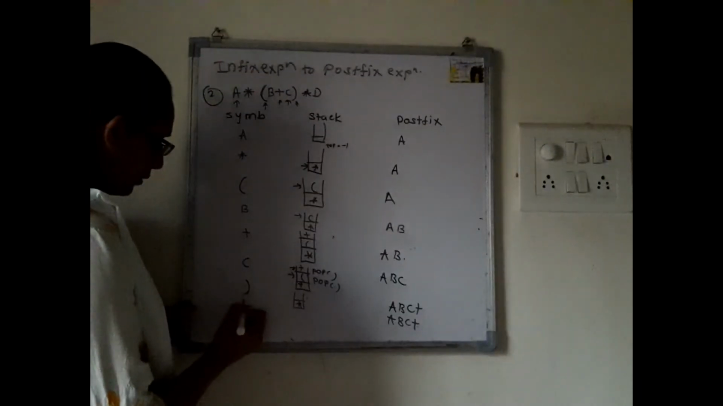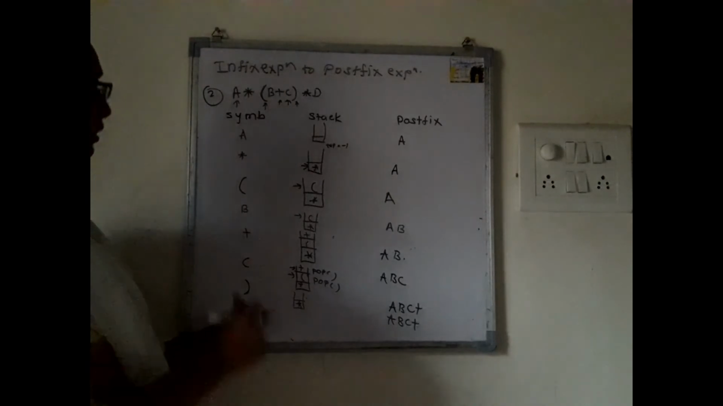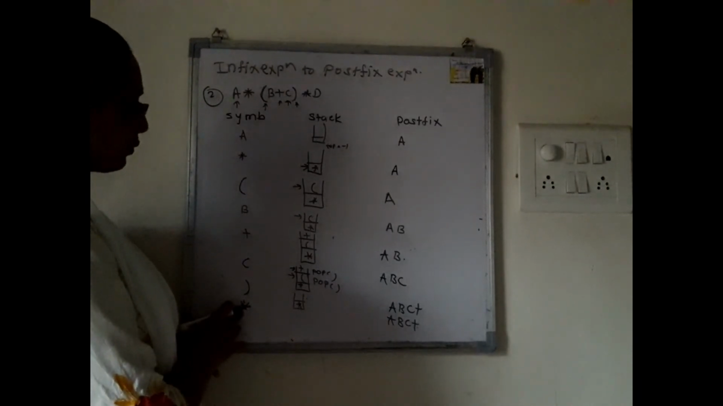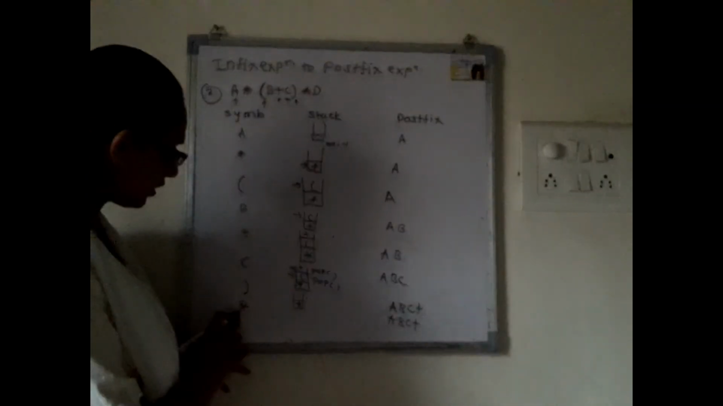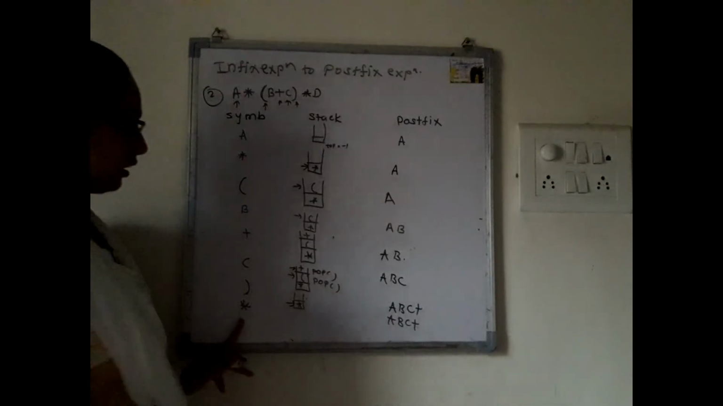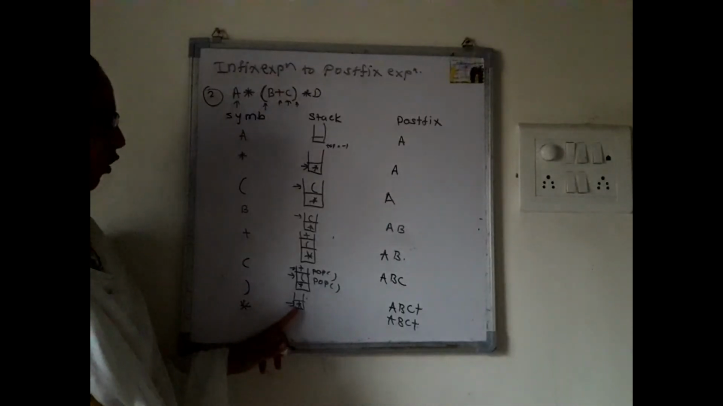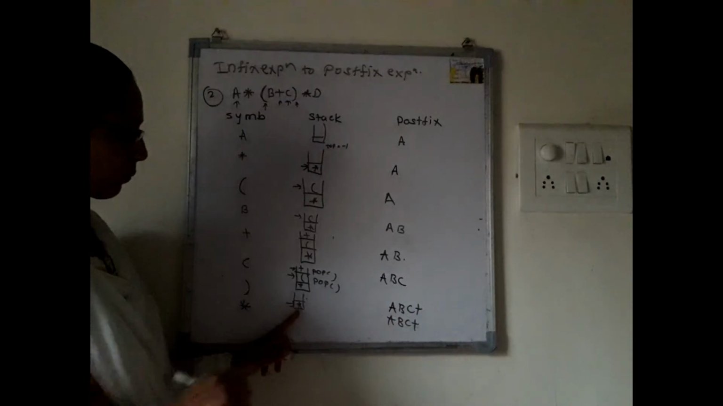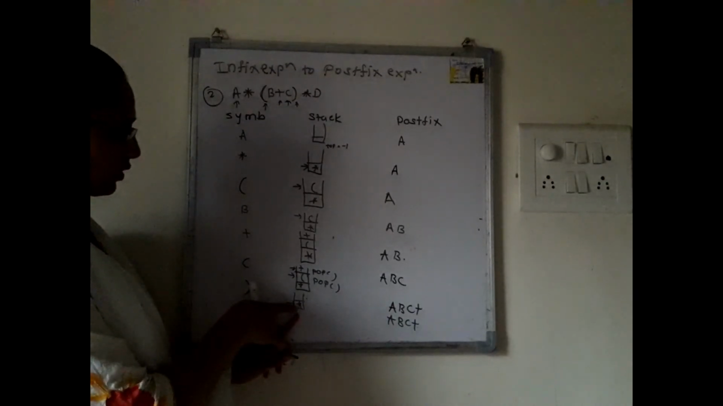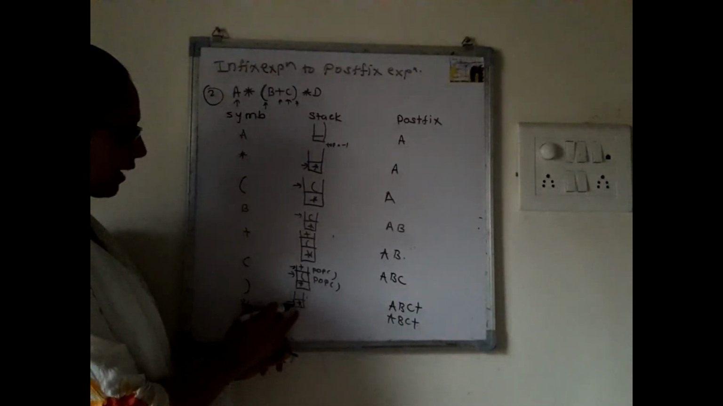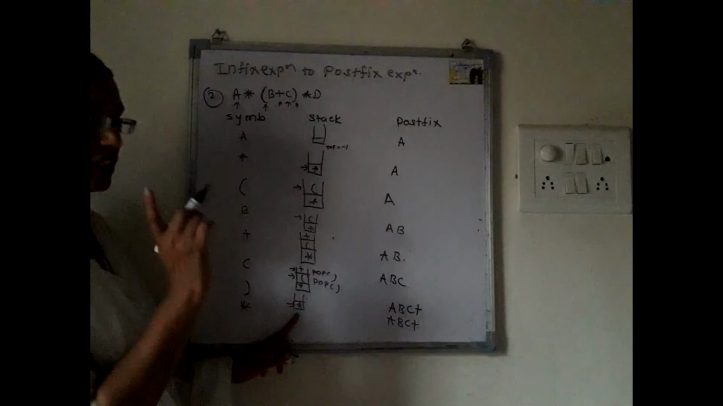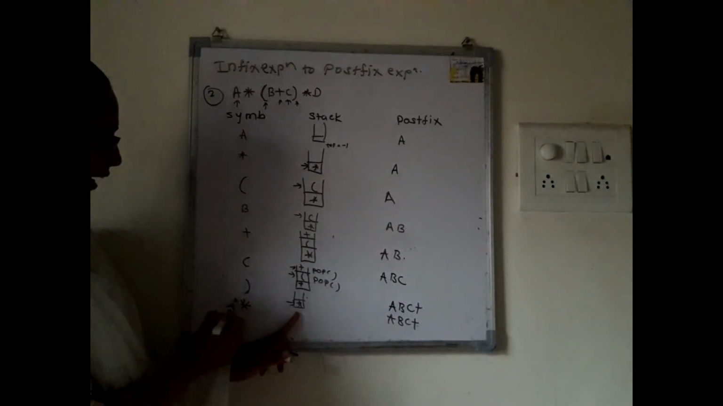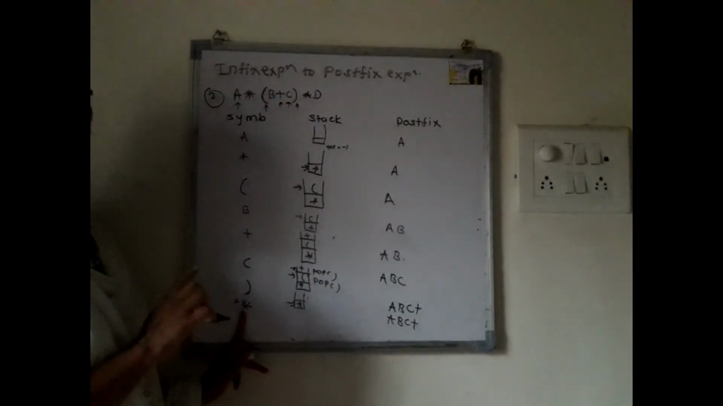Next incoming symbol is multiplication. So this is the operator, so we are going to push it into the stack. But before pushing into the stack, we need to check the top stack operator priority. The top stack operator is multiplication. So the in-stack priority of this multiplication is 4 and the incoming priority of this multiplication is 3.